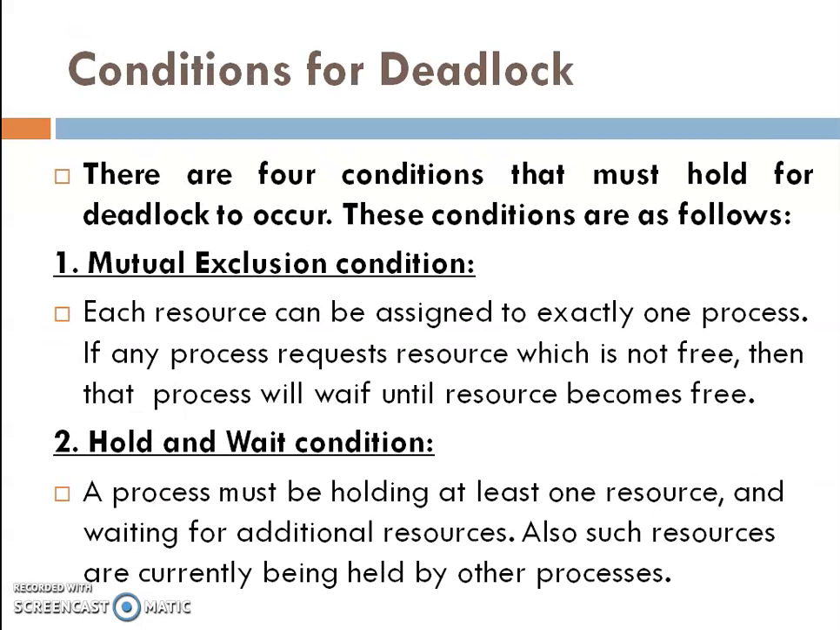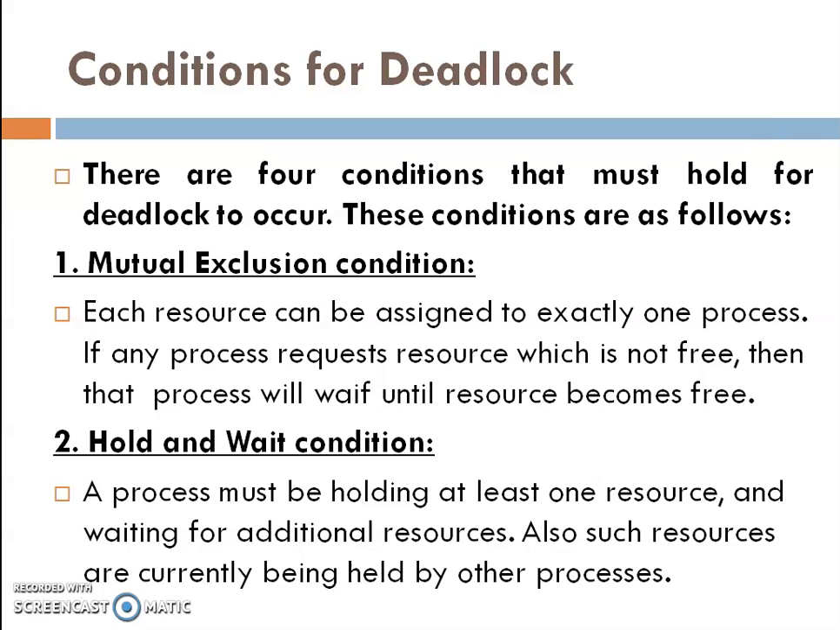Condition for deadlock. There are 4 conditions that must hold for deadlock to occur. These conditions are as follows. First, mutual exclusion condition. Each resource can be assigned to exactly one process. If any process requests a resource which is not free, then that process will wait until the resource becomes free.